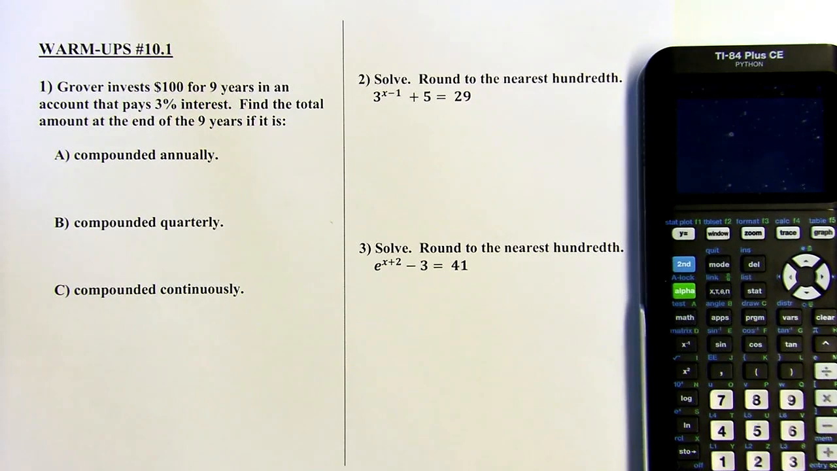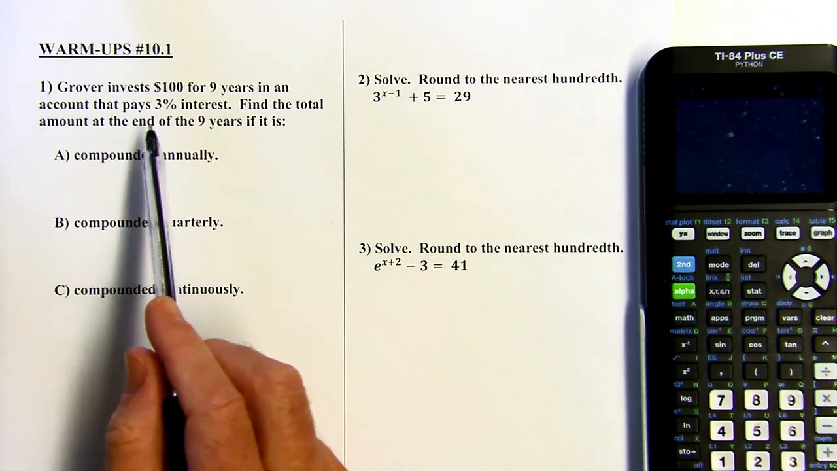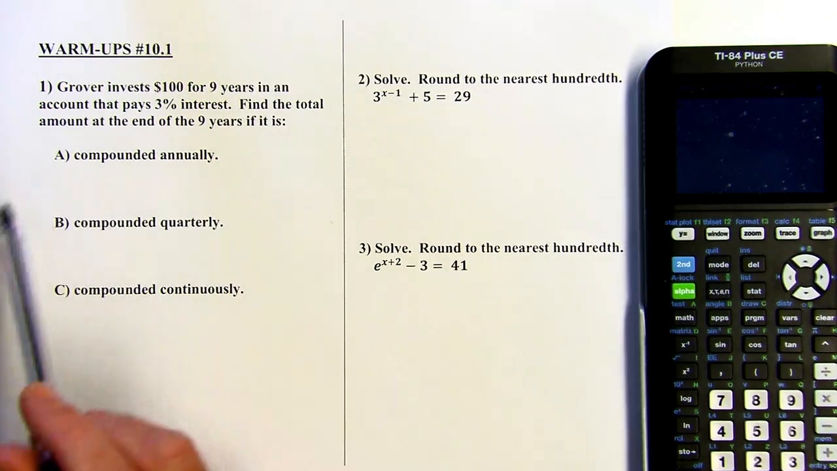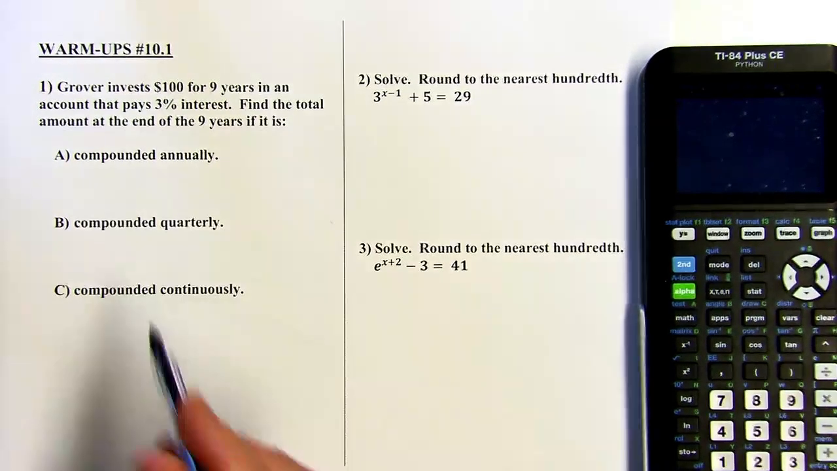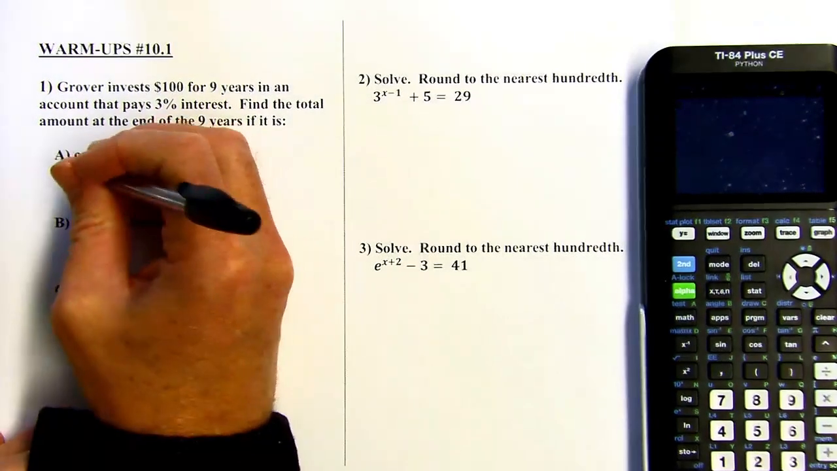Okay, here is warm-up 10.1. I'm going to do a little review. So Grover invests $100 for 9 years in an account that pays 3% interest, and we're going to find the total amount of money at the end of 9 years if it's compounded annually first off, and then quarterly and continuously. So we're going to need different formulas for all of these.